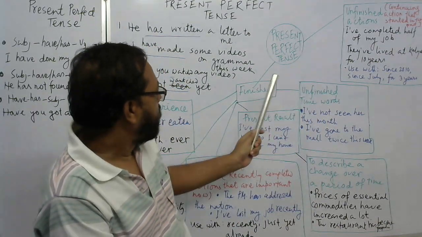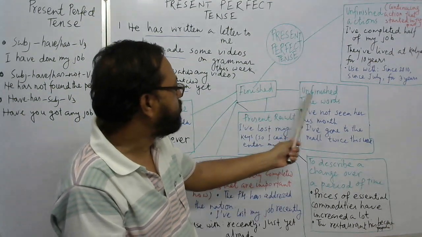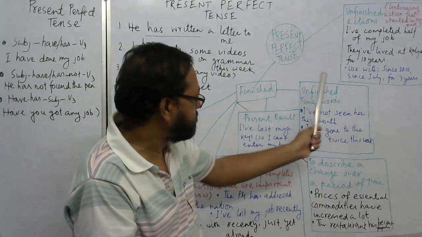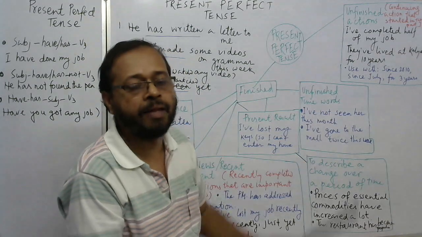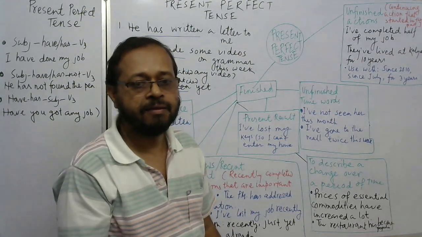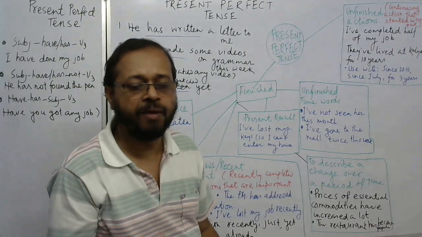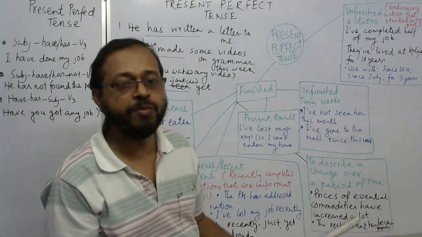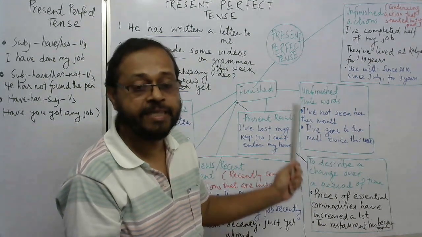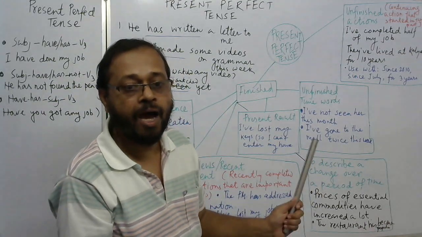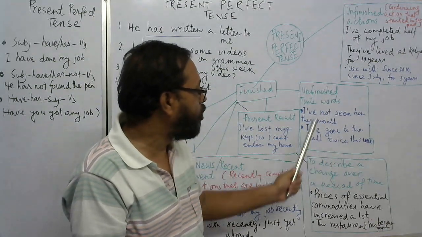And then finished action এর ক্ষেত্রে অনেকগুলো জিনিস দেখছি আমরা, যেমন unfinished time words. I have not seen her this month. This month is still present. Suppose it is the 25th of the month or 7th of the month. সে সময় যখন আমি বলছি I have not seen her this month. So this month is actually unfinished time. এটা মনে রাখতে হবে. Or I have gone to the mall twice this week.